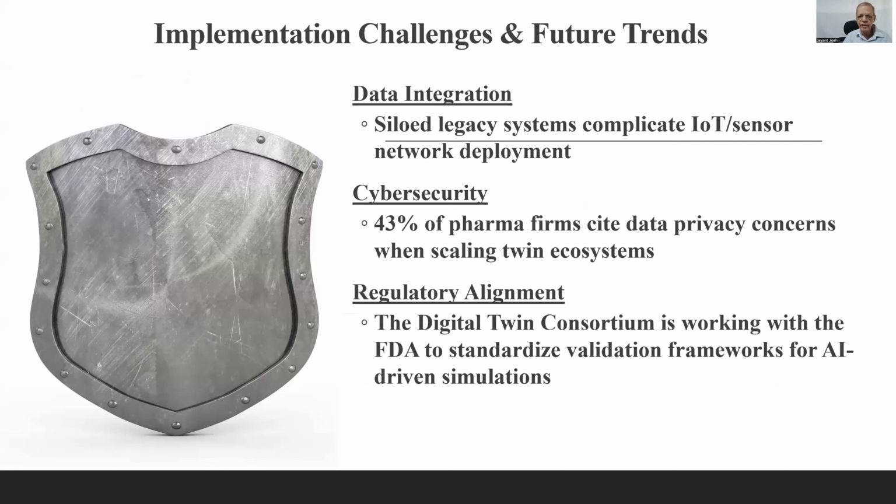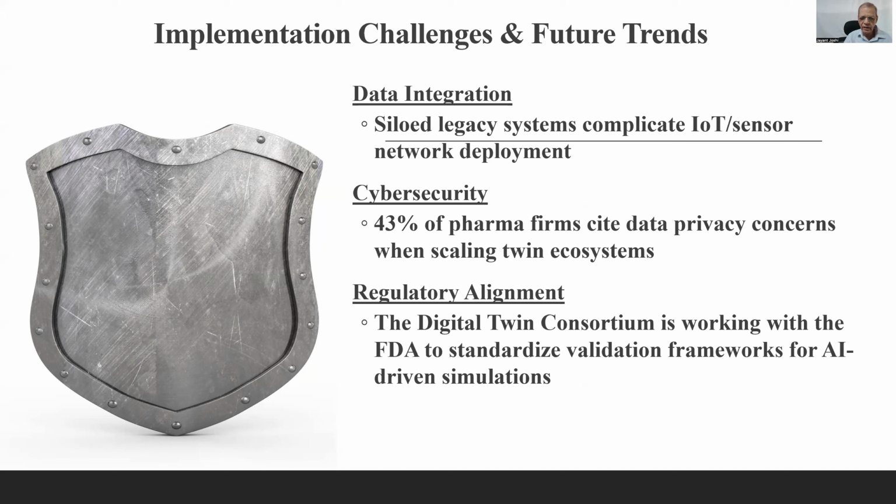Then there are implementation challenges. As I mentioned earlier, data integration is very challenging because you may have some legacy systems which are in siloed systems, and then you are going to integrate those with IoT and sensors. So networking is important there. Then cybersecurity, because integrating those things with assured security, since it's very sensitive data, is a very important thing.